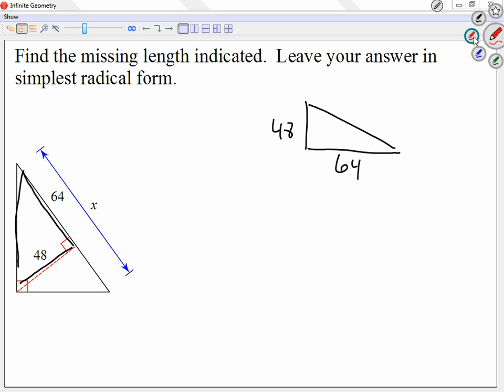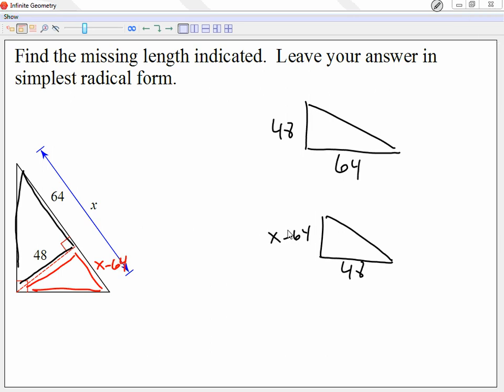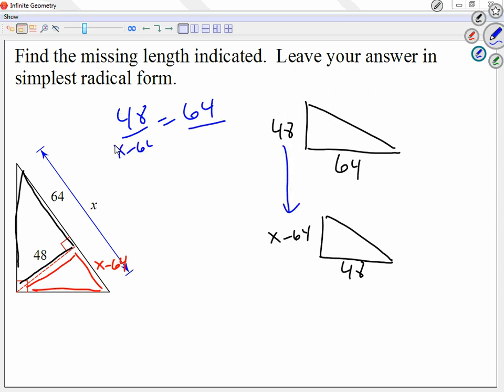Then if you look at the small triangle, one side is 48, we can see it, and I'm going to say this other side here is x minus 64. So the small side is x minus 64, and the other side is 48. Probably x minus 64 is not as nice as I would like it, but it's what I have. So the way I'm going to write this, I'm going to say 48 equals 64. I notice that my 48 becomes x minus 64, and my 64 becomes 48.